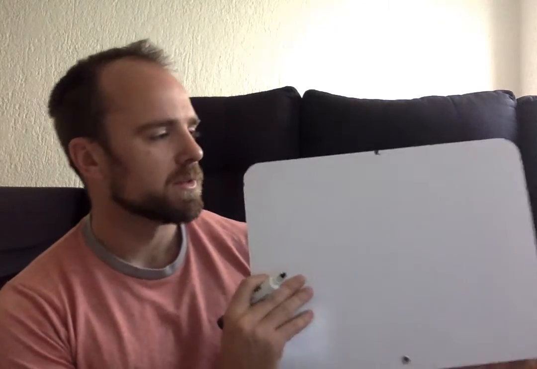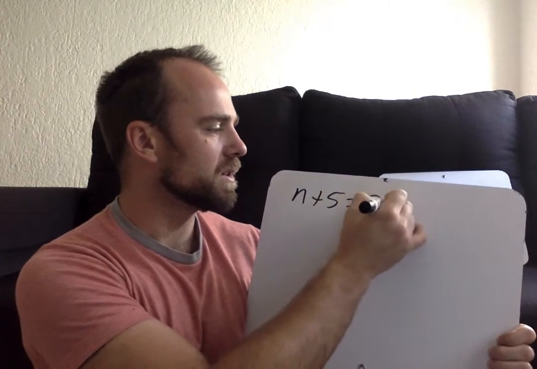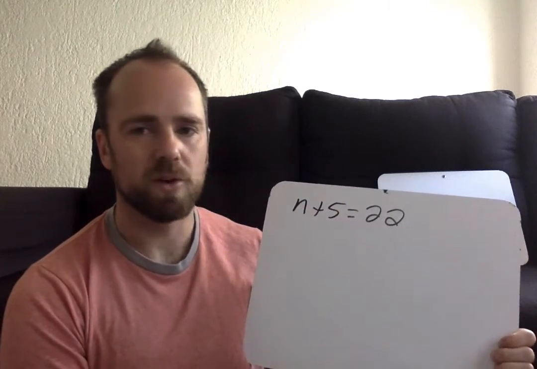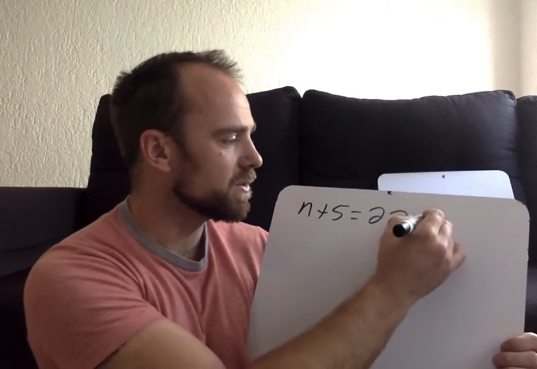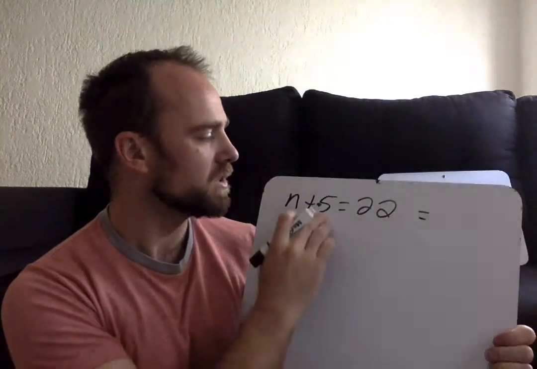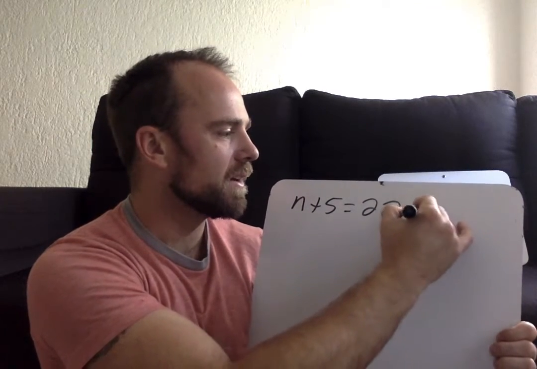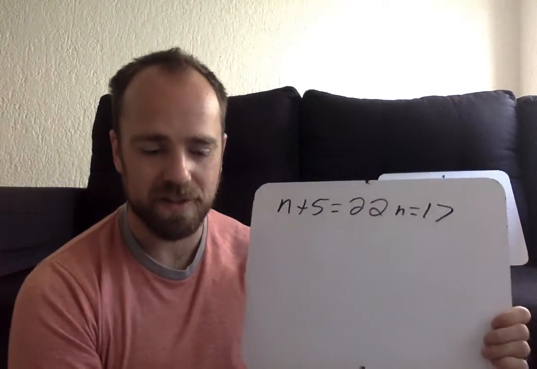Okay, so the first one is 5 more than a number is 22. Assuming that you've paused, I'm saying 5 more than a number, so n plus 5 equals 22. So what is my number? What is n? I do my opposite operation, so I need to subtract 5 from both sides. 22 minus 5, I get n equals 17.